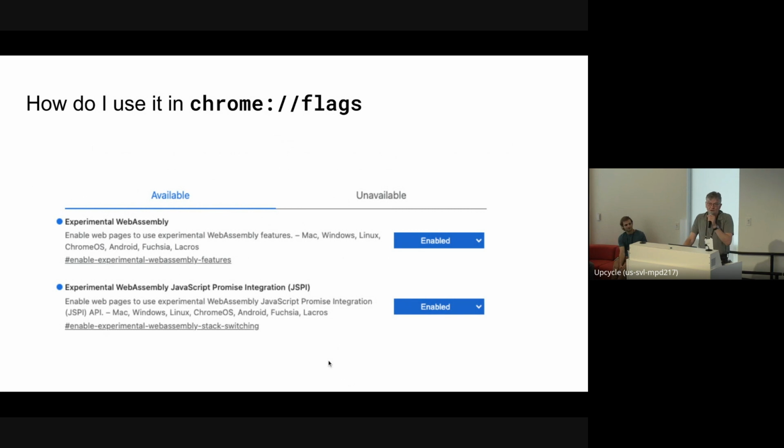Okay, how do you use it? Today, this is experimental. It's available in Chrome on 64-bit platforms. By the end of this year, we hope that it will be available on all platforms in Chrome, and there will be an origin trial. But if you want to use it today, then you have to turn on some flags.